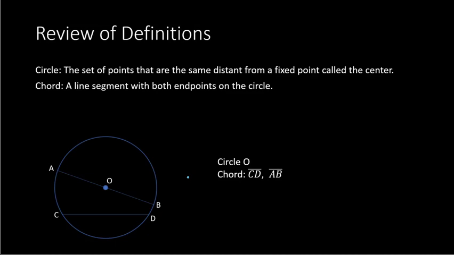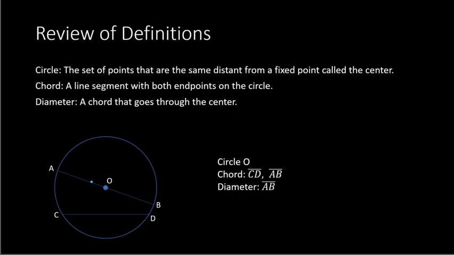And then we have what's called the diameter, which is a type of chord that goes through the center. For example, segment AB right here goes through the center and it's got the endpoints on the circle. So the diameter would be this segment AB.